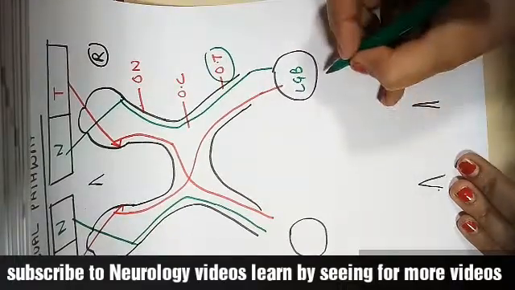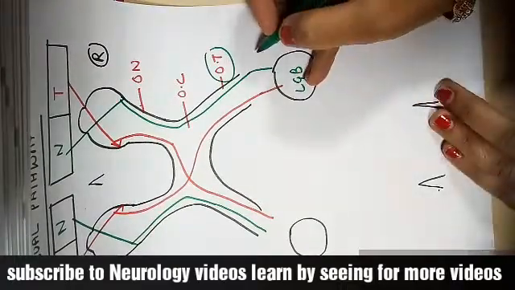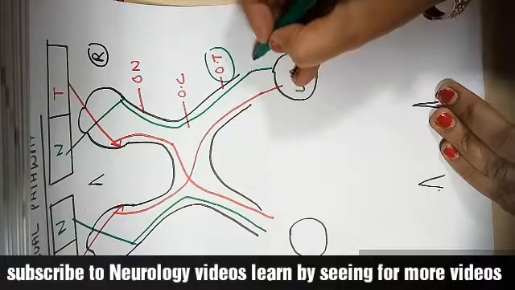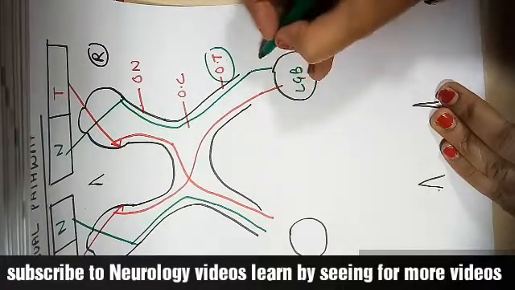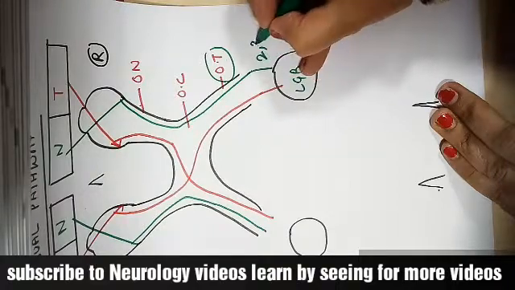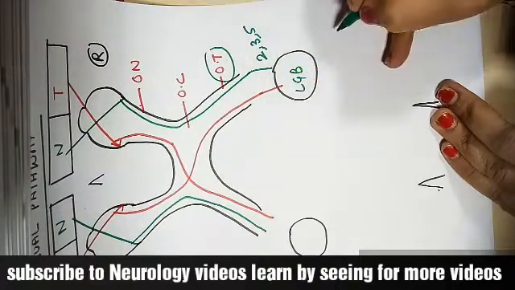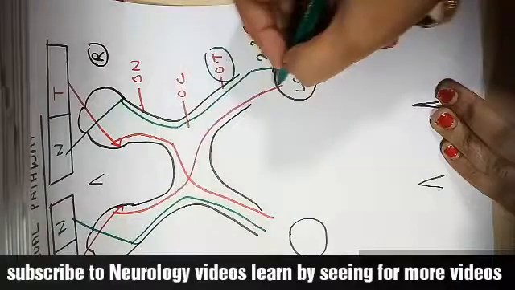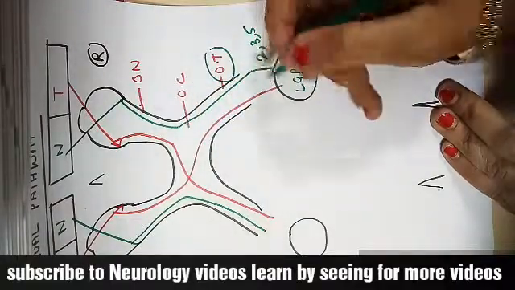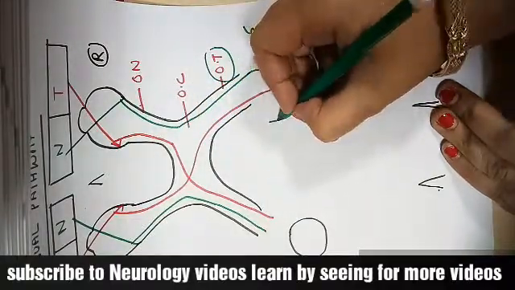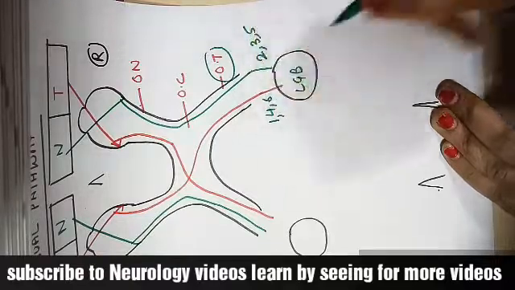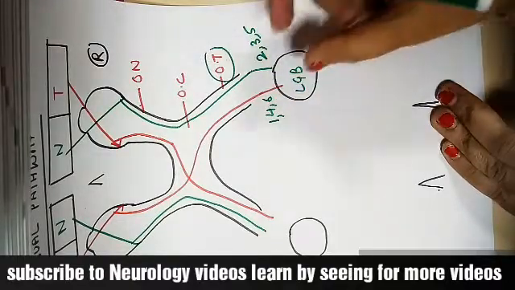The lateral geniculate body has 6 layers. So the ipsilateral fibers, that is the temporal fibers, will reach layers 2, 3 and 5 of the lateral geniculate body, and the fibers which have crossed, that is the nasal fibers, will reach layers 1, 4 and 6 of the lateral geniculate body.